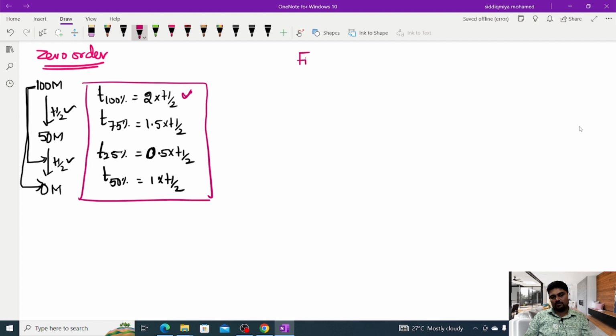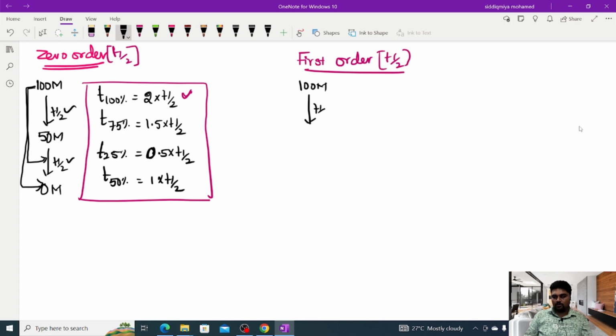While you learn like this, as differences, you can compare and study and remember easily. We have zero order T half, and here we will see first order T half. So this also I am starting with 100 molar, because it will be convenient for you to understand easily. If you take 100 molar, within 1 T half what will happen? It will become 50 molar.